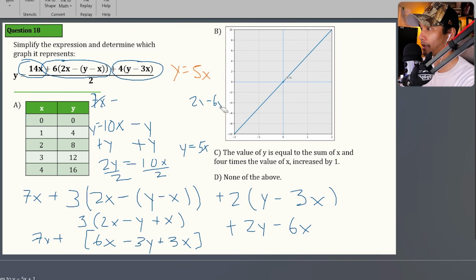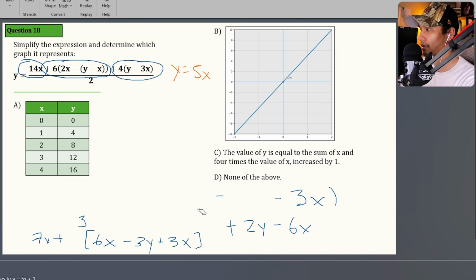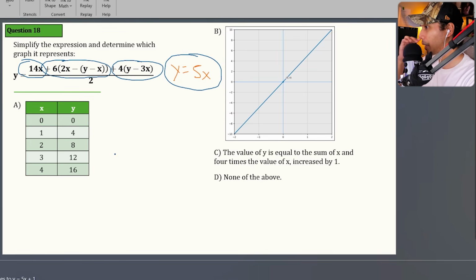I did that on purpose. I made it super hard for you to figure out because you're going to be wasting time trying to figure out simplifying the expression. And you could make a mistake there, but you didn't because you got y equals 5x. And then you just start plugging everything in, right?